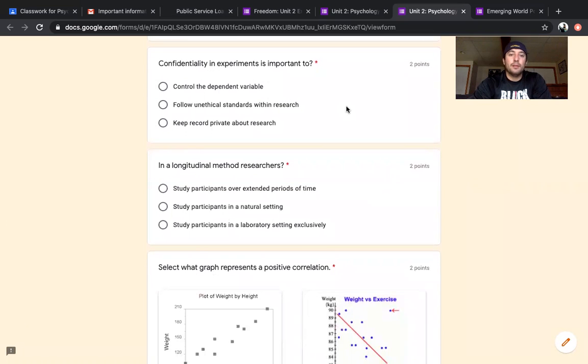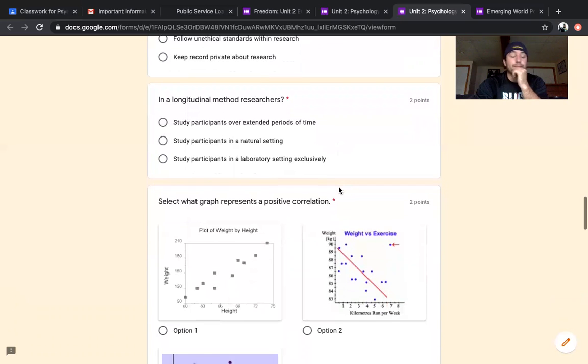Confidentiality in experiments is important to control the dependent variable, follow ethical standards within research, keep records private about research. There you go. Keep records private about research. Okay, we don't want to give that information out. Obviously, if it's something that maybe triggered a negative response in a subject, we don't want that information getting out. Maybe it's information that is very private or personal, whatever it might be.